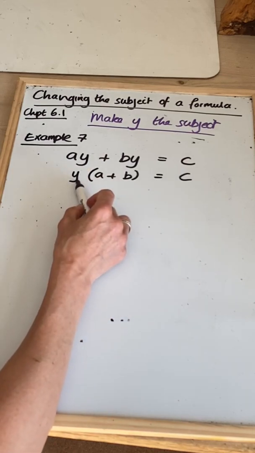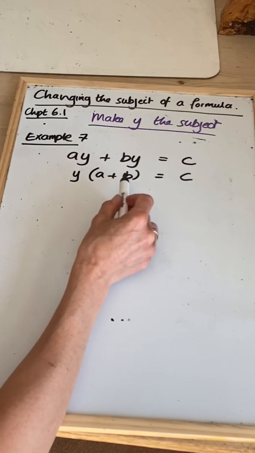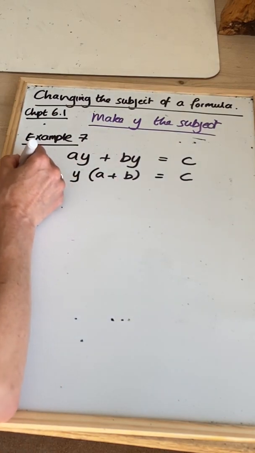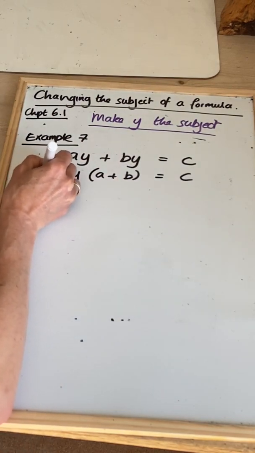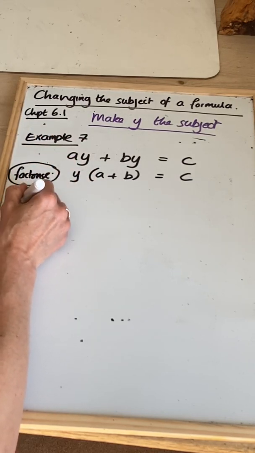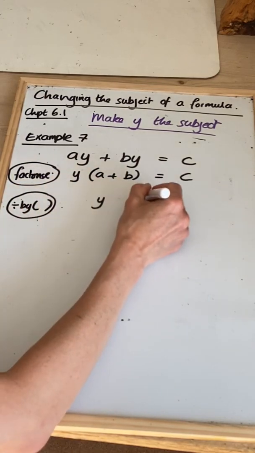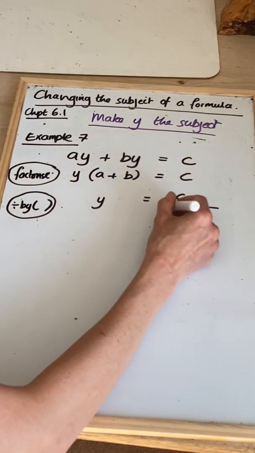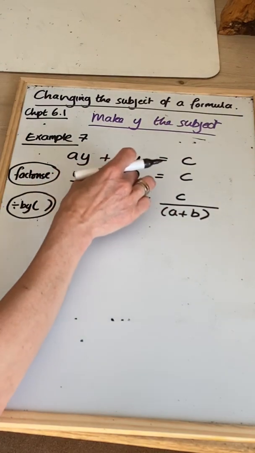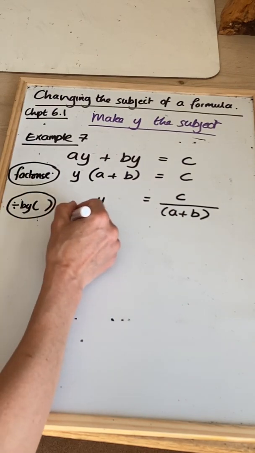We want to get a y on its own. At the moment, the y is multiplied by this thing in the bracket. We know that if we want to reverse out a multiplication, we need to divide. So this first step, I factorised, so I'll write that down there. The next step, we're going to divide by your bracket. So we end up with y equals c over, it doesn't need to be in a bracket, but I'll write it in a bracket to make it really clear, over the bracket. The bracket is divided by, and that's our expression for y.